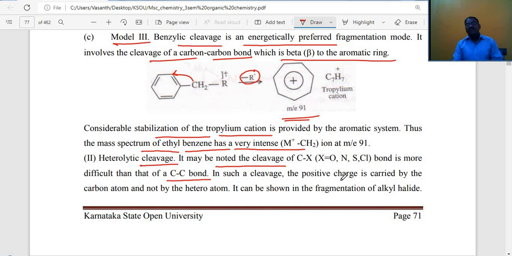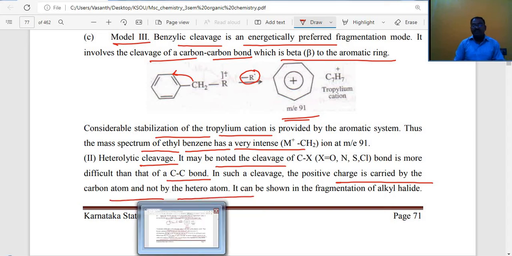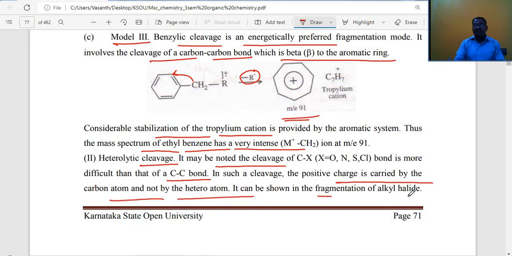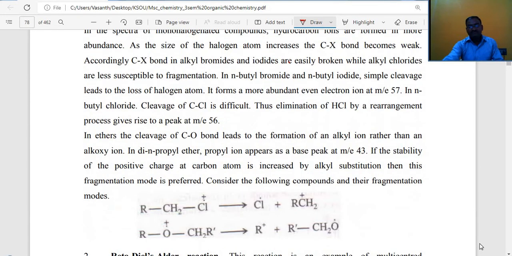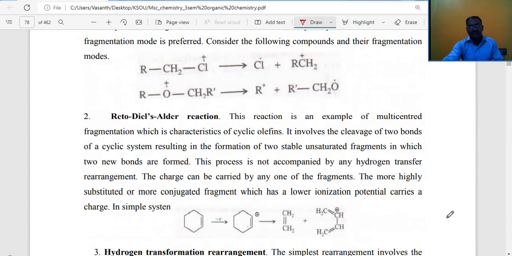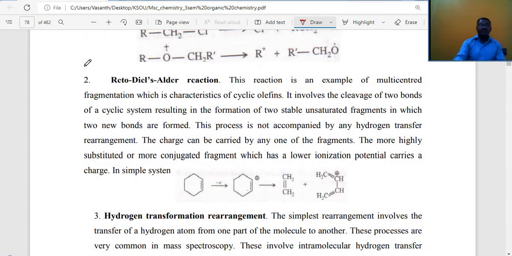In such a cleavage, the positive charge is carried by the carbon atom, not by the hetero atom. It can show fragmentations of alkyl halide. These are all different examples. Please go through that.